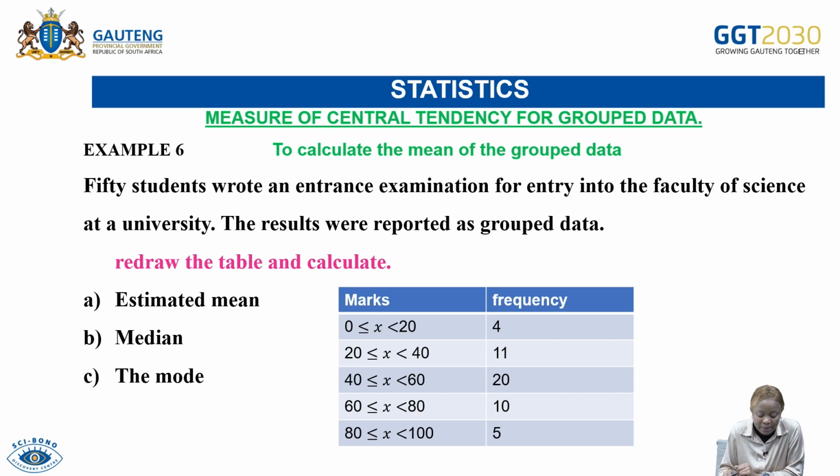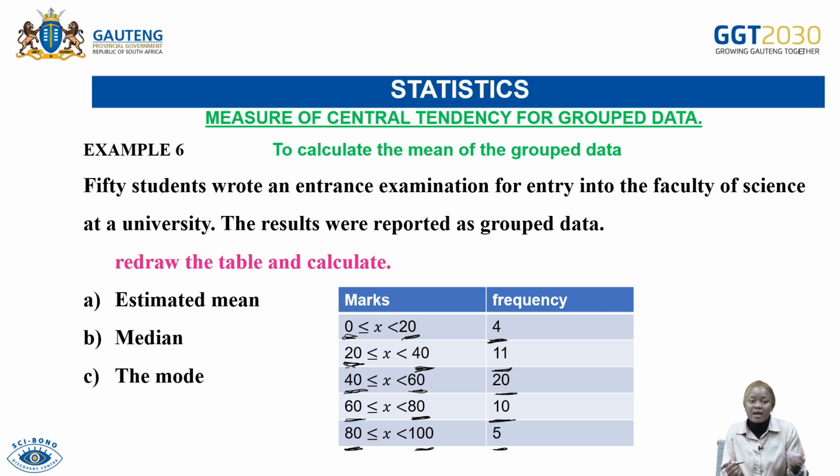So let's look at example number 6. 50 students wrote an entrance examination for entry into the Faculty of Science at a university. The results were reported as grouped data. In the interval 0 to 20, you've got 4. Between 20 and 40, you have 11. Between 40 and 60, you have 20. Between 60 and 80, you have 10. And between 80 and 100, you've got 5. So now you need to know how to find the estimated mean.